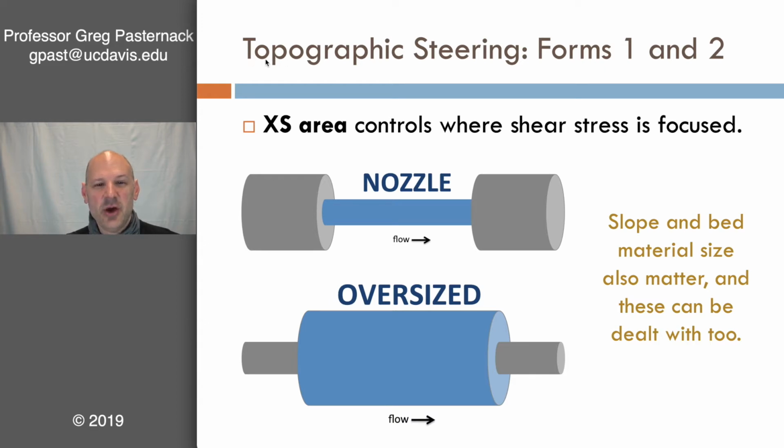The idea of topographic steering, this is a technical term from fluid mechanics, but many of us in geomorphology have stolen it and made it our own. We mean literally when you have a change in topography that forces the fluid mechanics to change in response to that change in topography. We call that topographic steering. And so, in a nozzle, you could imagine that is a constriction of everything. What is that going to do? Well, if you take a discharge, you put it into a smaller cross-sectional area, you're going to increase the velocity. For oversized, you're going to decrease the velocity.